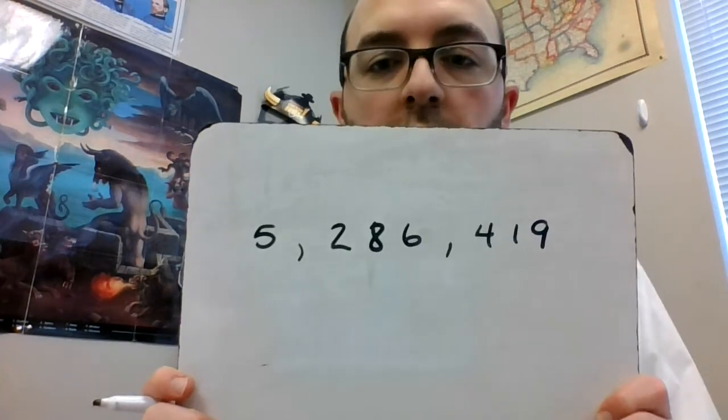But let's go back, because I made that mistake of not showing us a place value chart first. But that's okay. I'm just going to make up a number. Let me spread this out a little bit better. So we have 5,286,419. Okay, so there's our number.